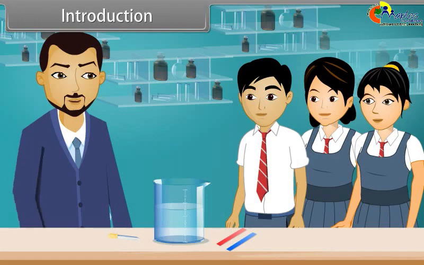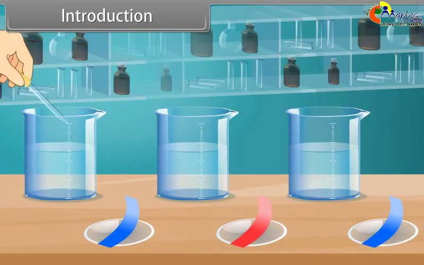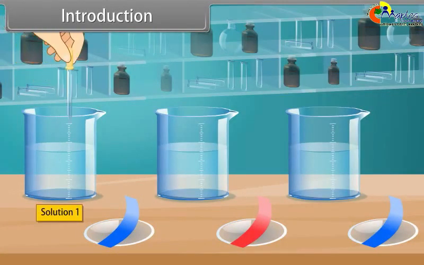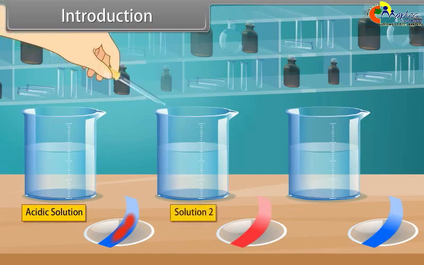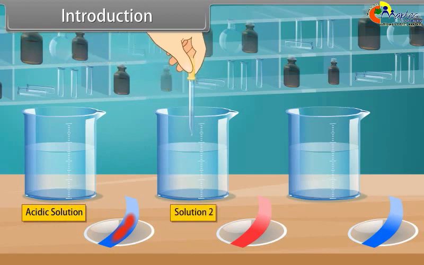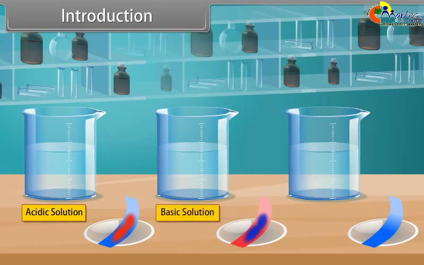Very good morning. Today we will perform an experiment to identify the acidic, basic or neutral solution. First, put a drop of solution 1 on the blue litmus paper. It turns into red. It shows acidic behavior. Next, put a drop of solution 2 on the red litmus paper. It turns into blue. It shows basic behavior.